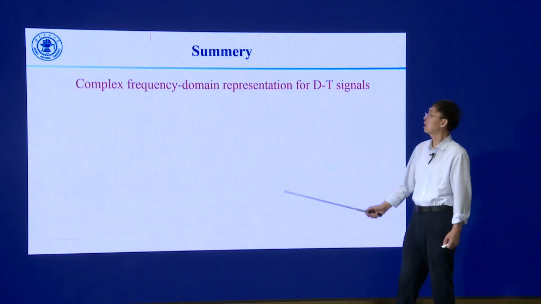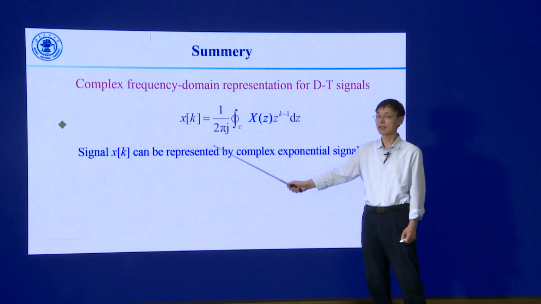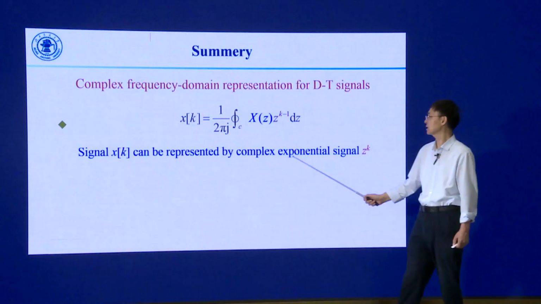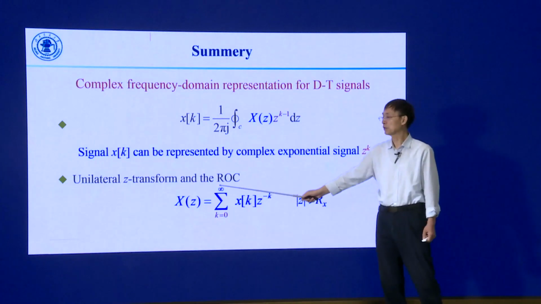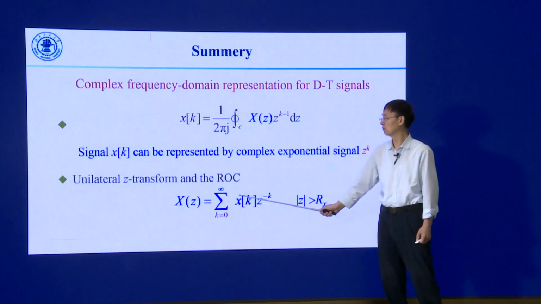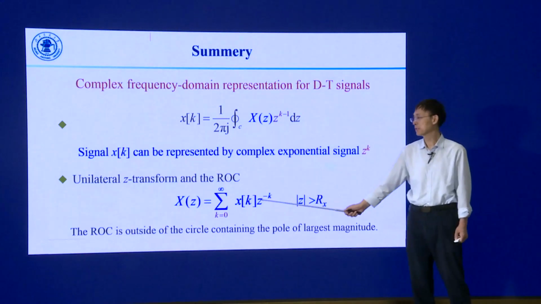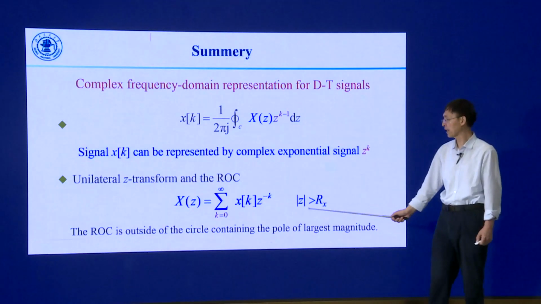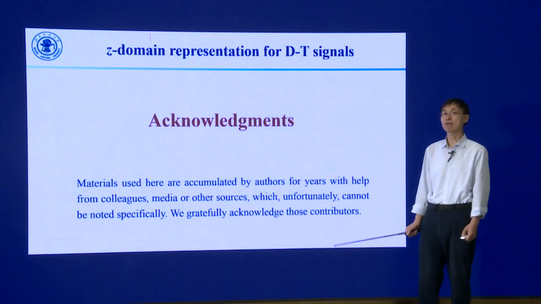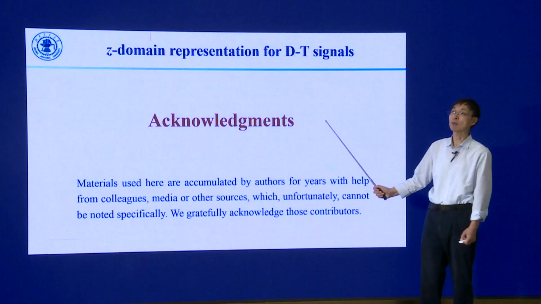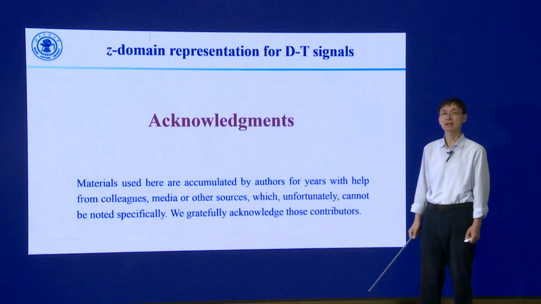From the discussion above, we can know the signal x of k can be represented by complex exponential signals. This is the definition for the unilateral Z transform. This is the ROC. The ROC is outside of the circle containing the pole of the largest magnitude. In this lecture we have studied the Z-domain representation for discrete time signals. That's all for today. See you later.